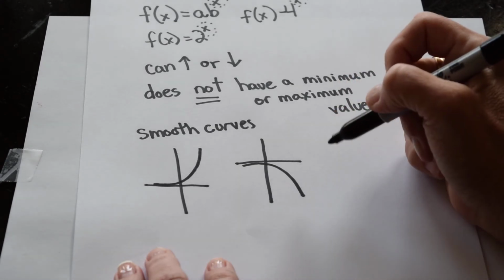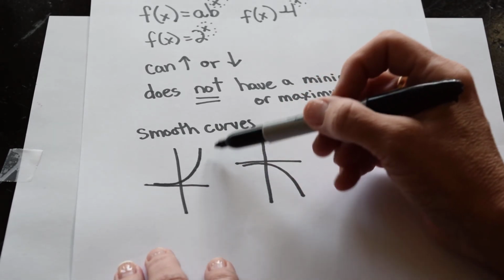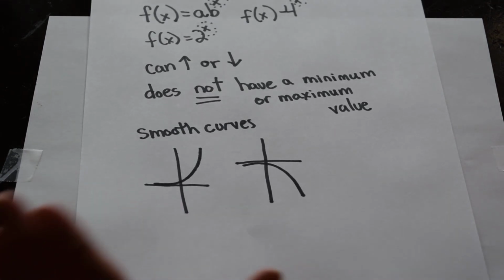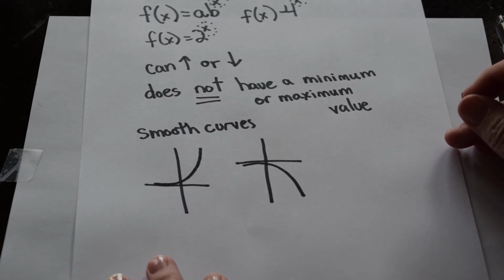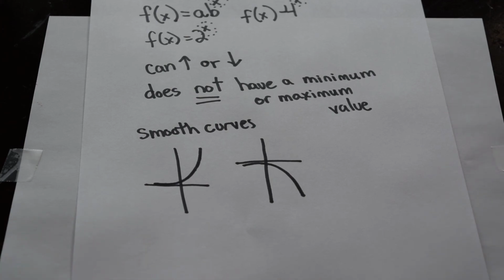So these don't have a min or max, and they also make this cute little squirt curve. So it looks a little bit different than anything else that we've seen up until today. So those are the 4 main types that we're going to be worrying about for this unit. So please feel free to look this over and make sure you know it for the test.